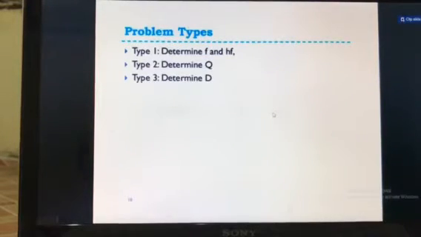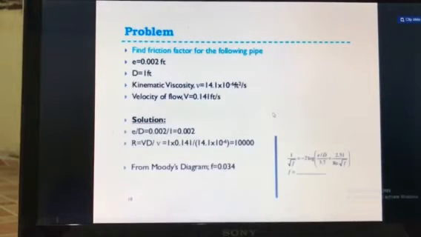There are three types of problems. First, determine the friction factor f and the head loss due to friction hf. Second, determine the flow rate Q. Third, determine the diameter D. Now we will see the first type: determine the friction factor f and the head loss due to friction hf.